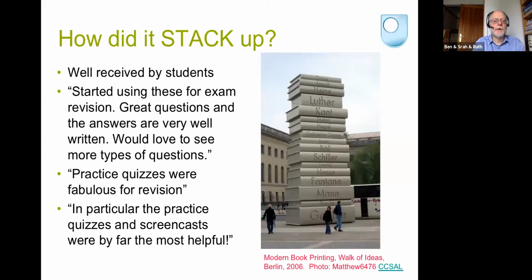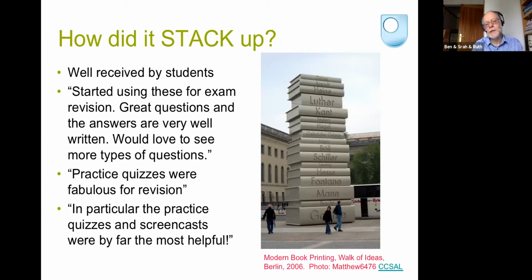So how did it all stack up? I do apologize for the pun. Well, it was extremely well received by students. That's not always the case with assessment in my experience, but in this case it was. And it's partly, I think, because we deliberately targeted it at revision. So students were using it, and I told them explicitly there was no such thing as cheating in this context. They could look at the answers before they even looked at the questions if they wanted. They could go backwards and forwards between the questions and the answers, simply to see whether they were learning something from it. And of course they did, having that freedom.